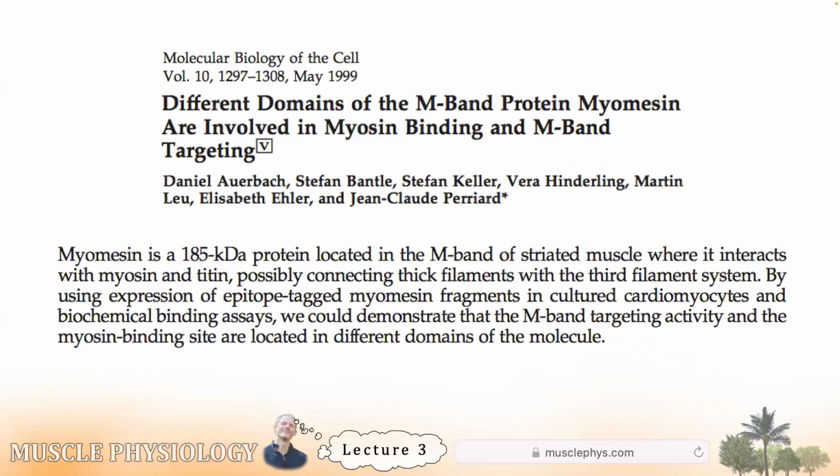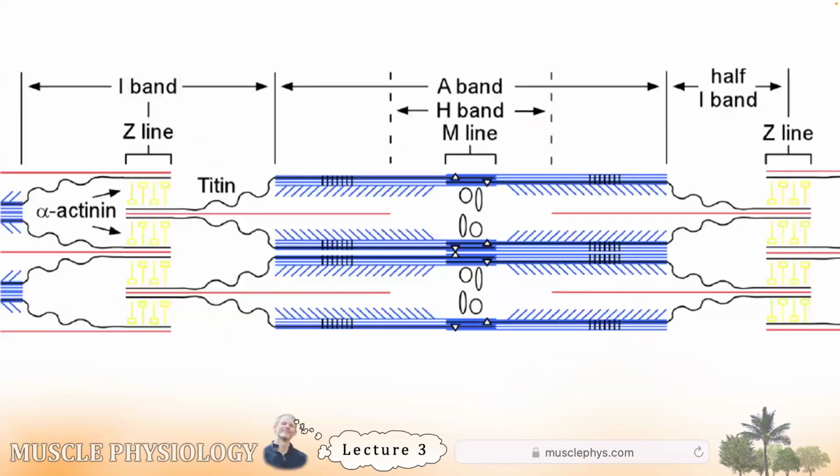The M line has very specific proteins, things like myomesin, and this has binding roles, adhering stuff to stuff. You don't need to know it. I'm just giving the M line its due as a real structure within the sarcomere.